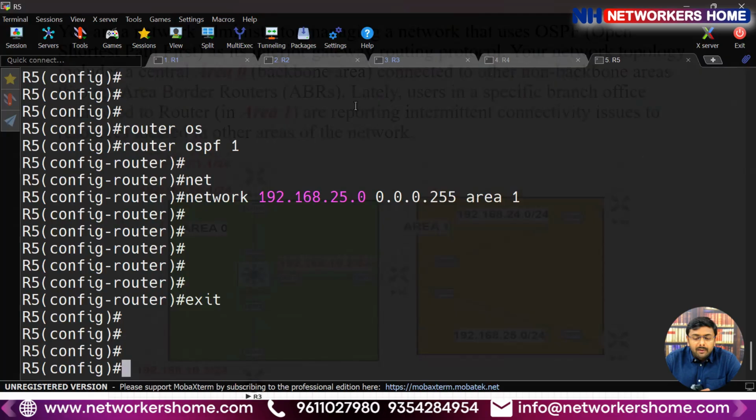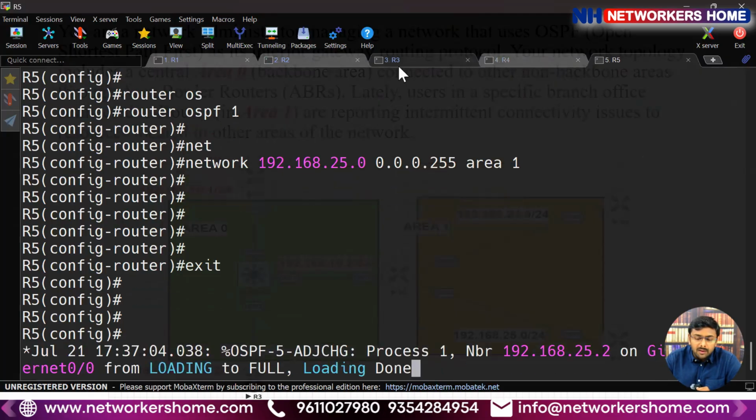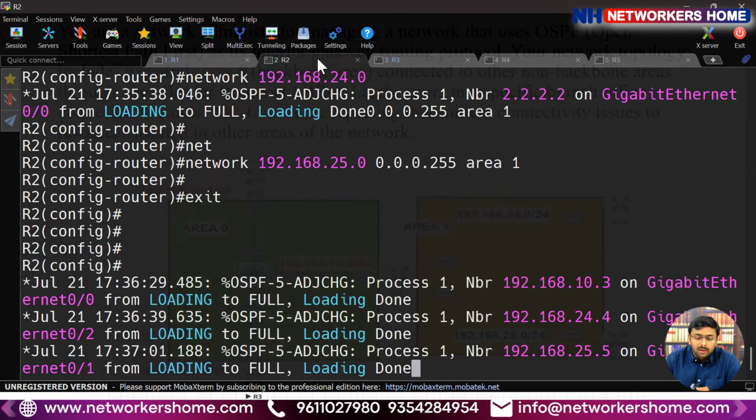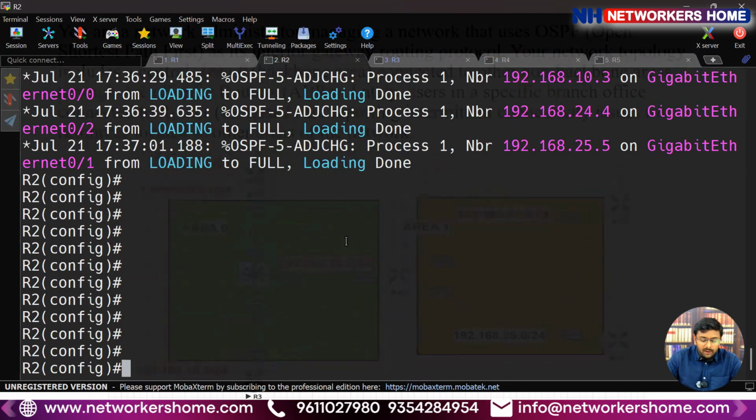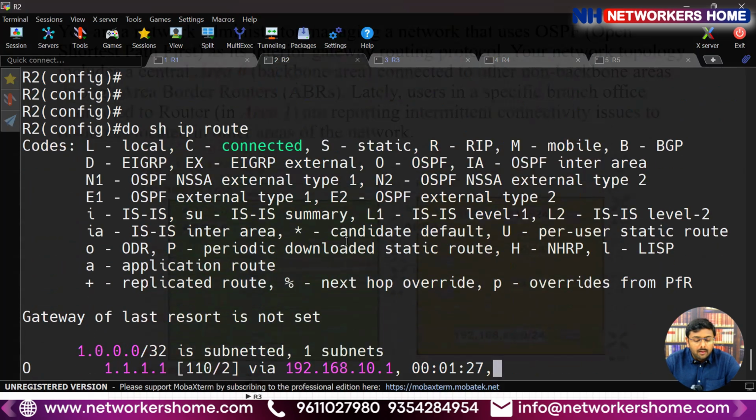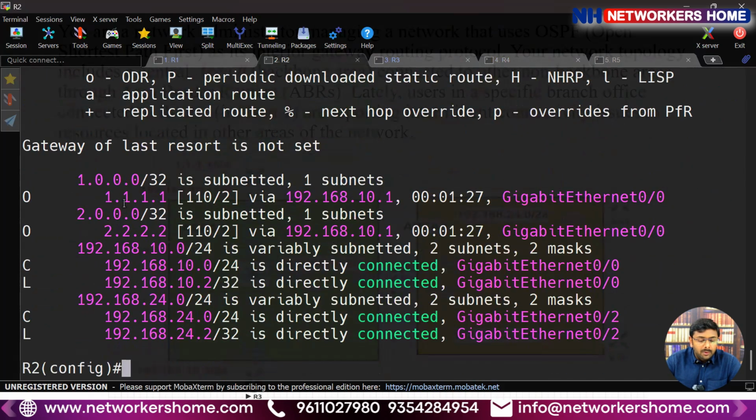So in this scenario, what will happen? They all will have the neighborship, and even they will have the route information. They will exchange the route information. So we can check on router 2 with the command do show ip route. Router 2 is getting the information regarding 1.1.1 and even regarding 2.2.2.